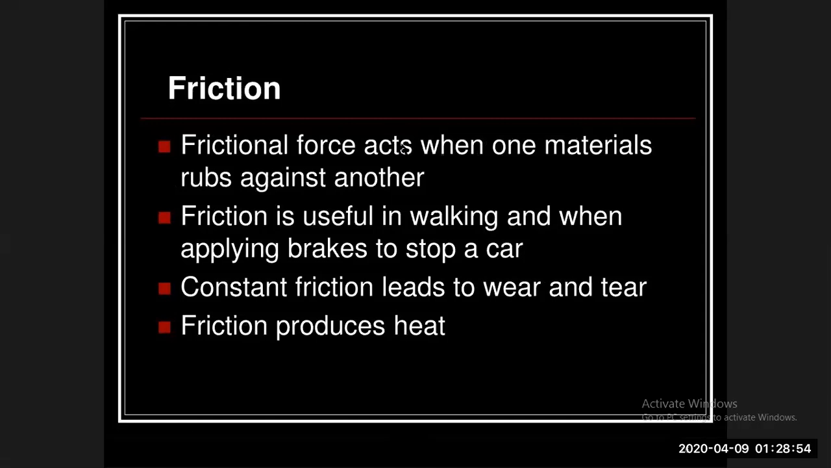So friction can be useful. As for example, friction is useful in walking and when applying brakes to stop a moving car. Here friction is dominant. Without friction, one cannot stop a moving car, or even walk on the surface. Constant friction leads to wear and tear. Friction produces heat. Parts of a machine get wear and tear due to constant friction present there. And in order to reduce friction, we apply lubricants.